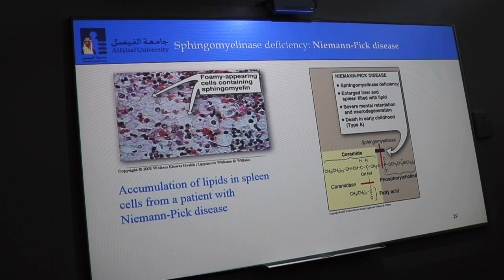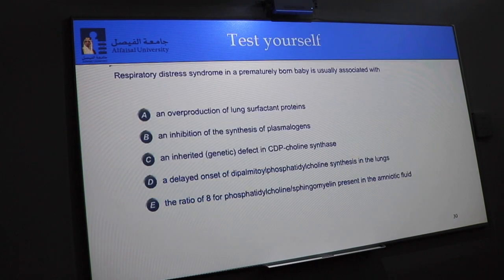If you look at this slide here, it will show the accumulation of sphingomyelin because of a disease called Niemann-Pick disease. So there's deficiency in sphingomyelinase enzyme. So also you have, as I said, enlargement of the organs because they accumulate in these organs, and they cause mental retardation because you know that these are components of the brain and early death may occur.